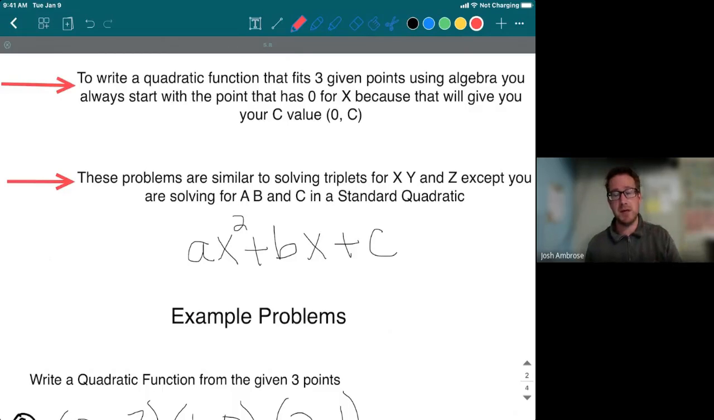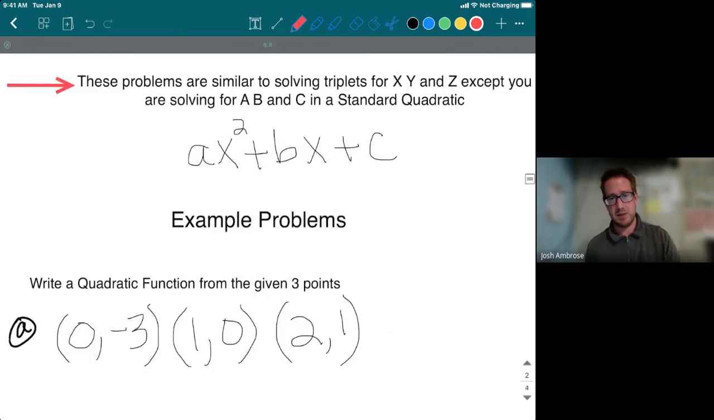So in your problems, you're given 3 points. Step 1, find the point where you have a 0 for x and then a number for y, but that number for y is going to be your c value. All right, that's step 1. Find that point first, because that is what sets everything in motion and then allows you to start working the problem out. All right, so here we go.